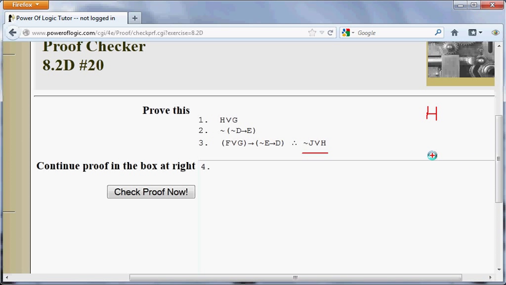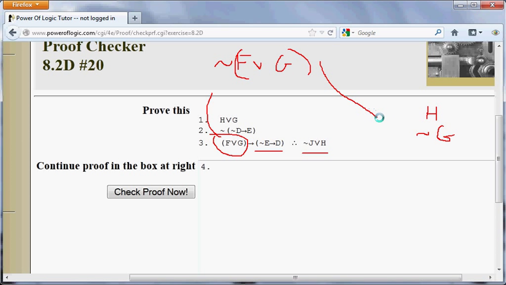Well, how am I going to get H? Well, if I look at line 1, if I had not G, that would give me H, by disjunctive syllogism. Alrighty. Well, how am I going to get not G? Well, that's interesting. If I had not F or G, in other words, if I had the negation of this, if I had not (F or G), the parenthesis there is important actually, that would get me not G.